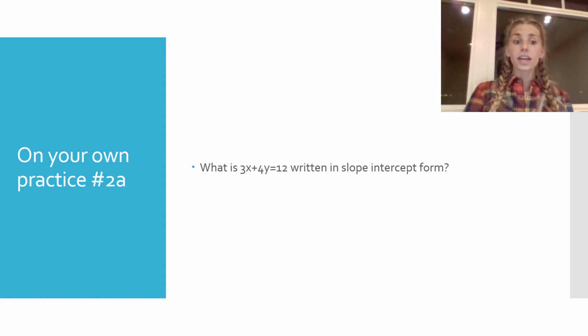Okay, this is your second practice problem. Please convert this equation into slope-intercept form.